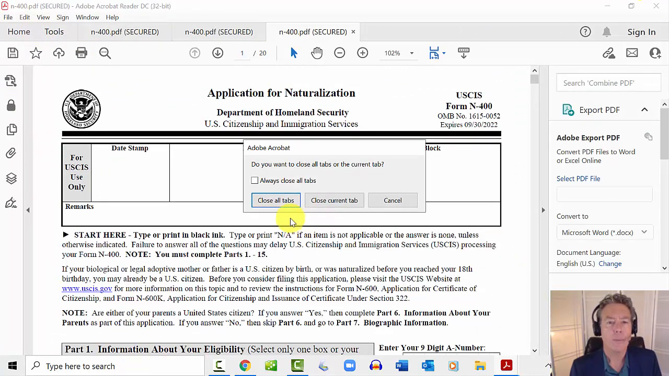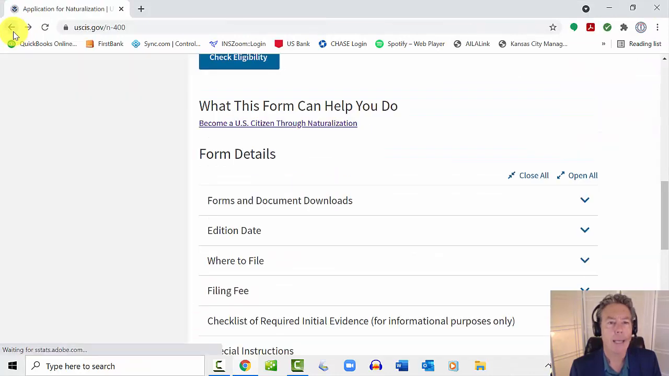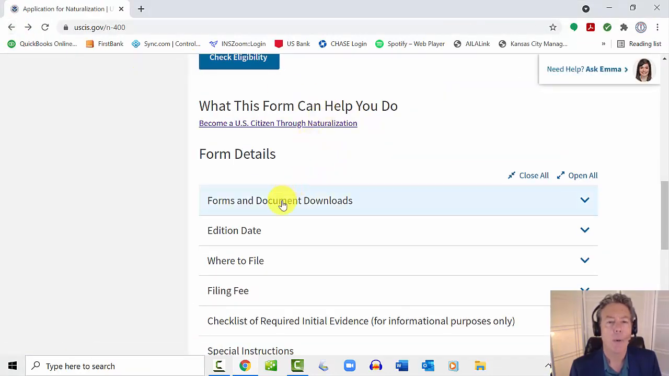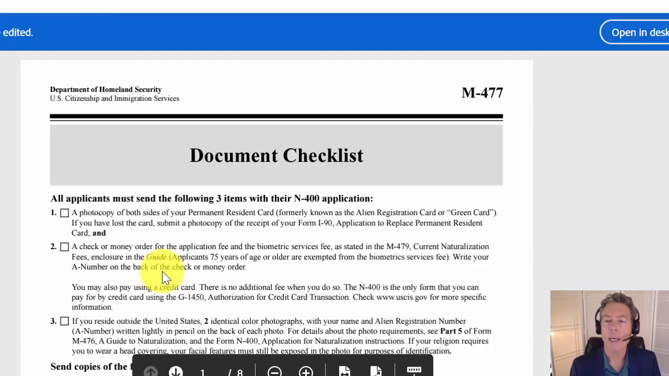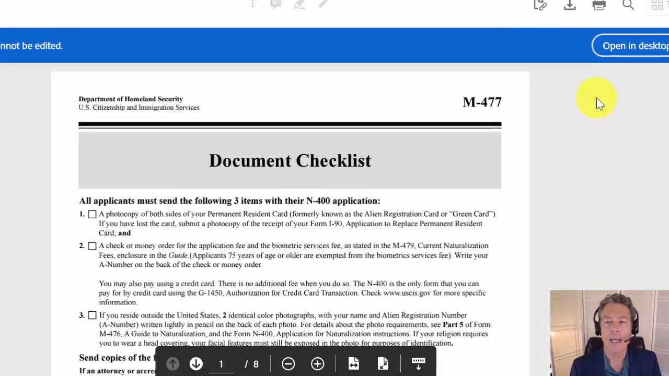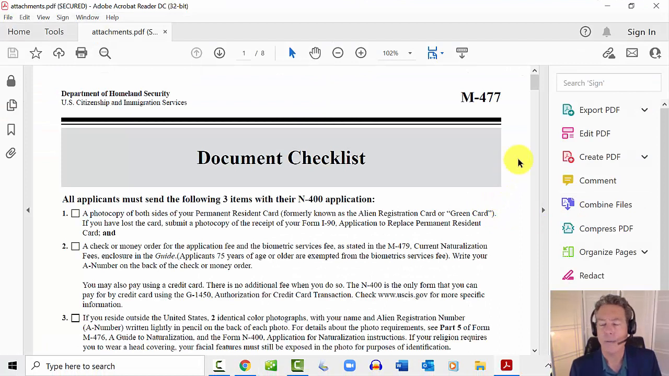But what we're going to do is go back to this part that has our document checklist. I'm going to start you on their document checklist. Let's get all our documents in one place. Now our document checklist is right here. This is a wonderful document checklist.